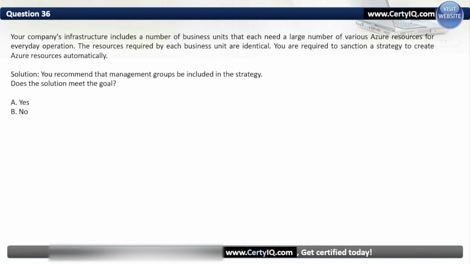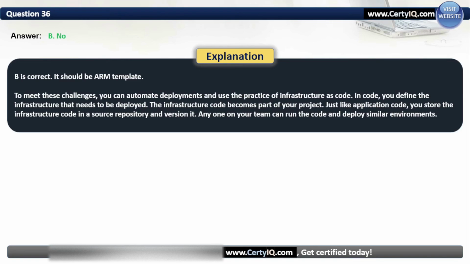Question 36. Your company's infrastructure includes a number of business units that each need a large number of various Azure resources for everyday operation. The resources required by each business unit are identical. You are required to sanction a strategy to create Azure resources automatically. Solution. You recommend that management groups be included in the strategy. Does the solution meet the goal? The correct answer is B. No. B is correct. It should be an ARM template.